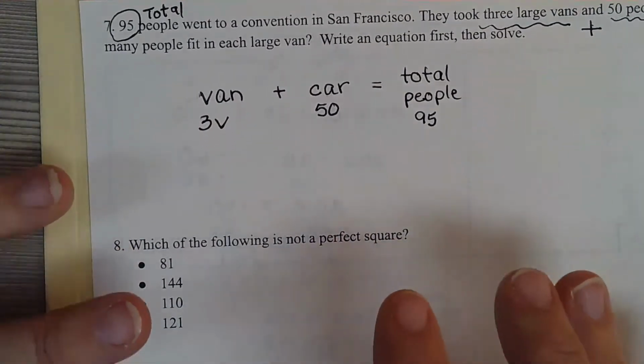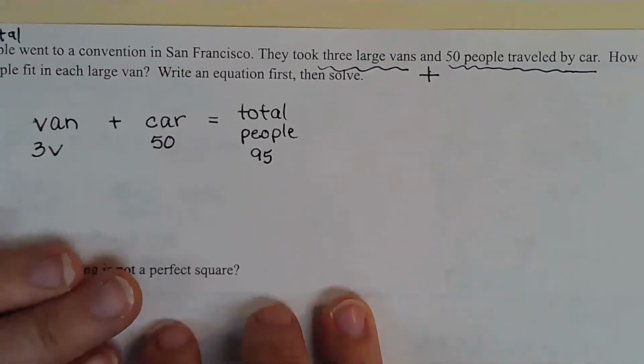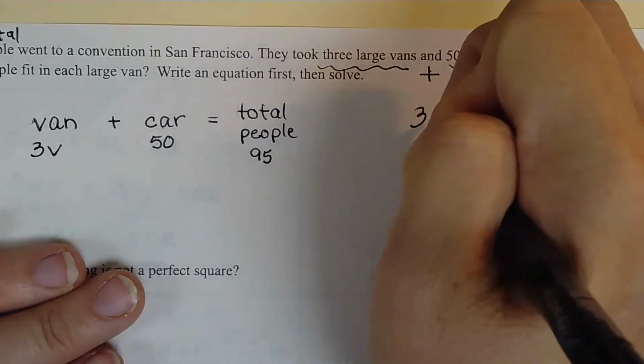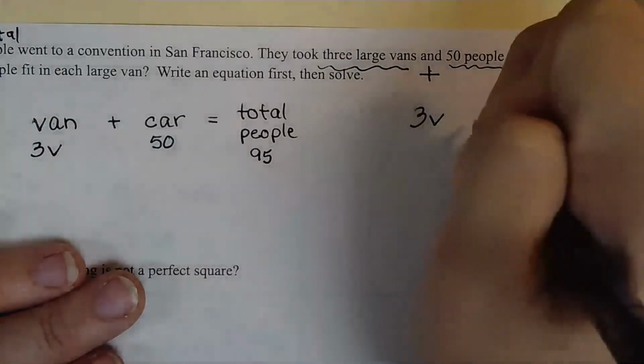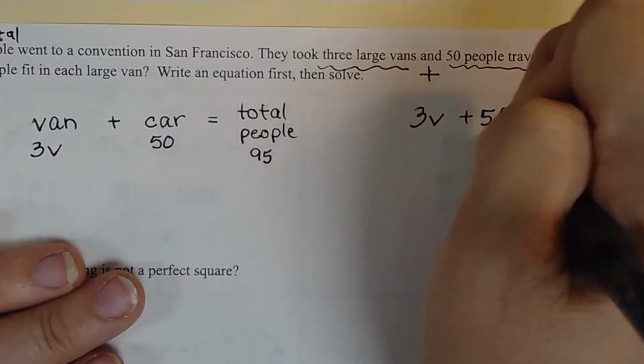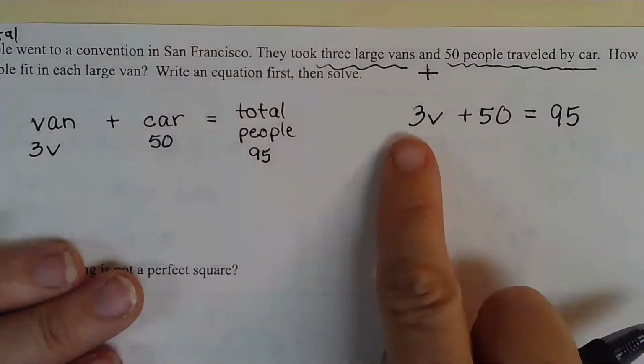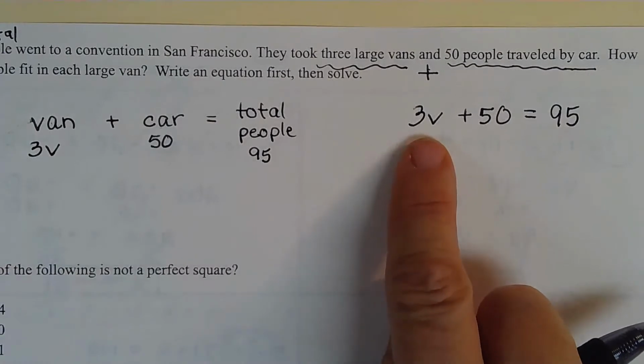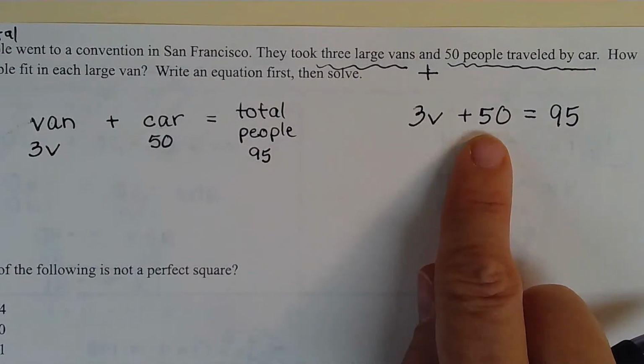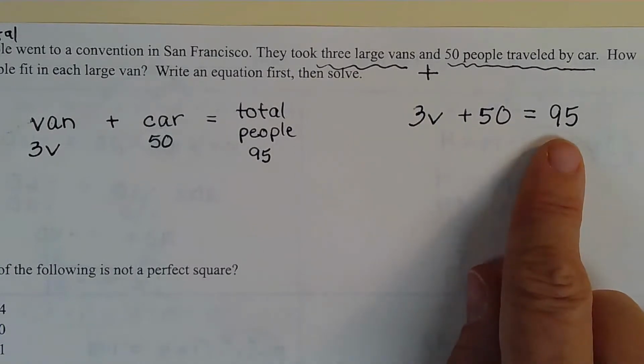So now let's actually put this into an equation that looks nice and what Ms. Traub was looking for. 3 times your variable plus 50 equals 95. So again, 3 times the number of people in each van plus the 50 people that got there by car equals 95, which is the total amount of people that went to the convention.